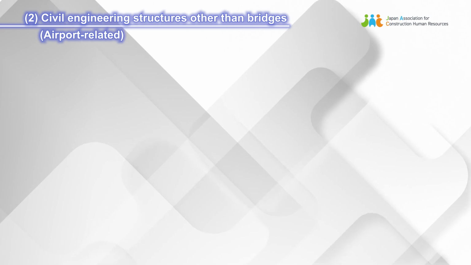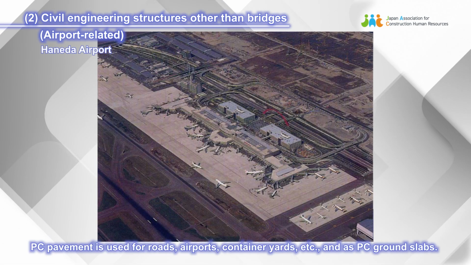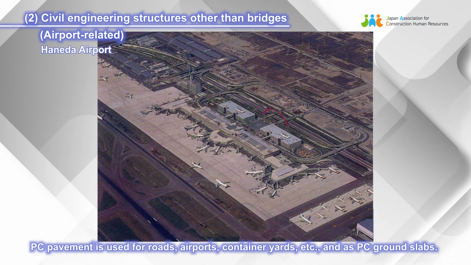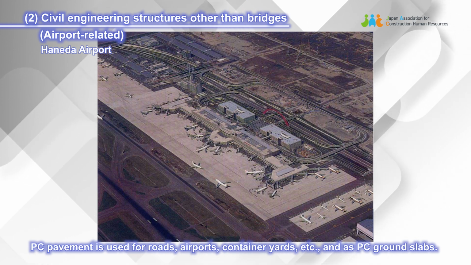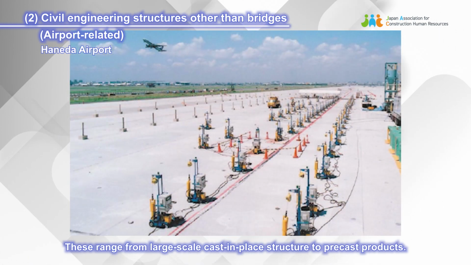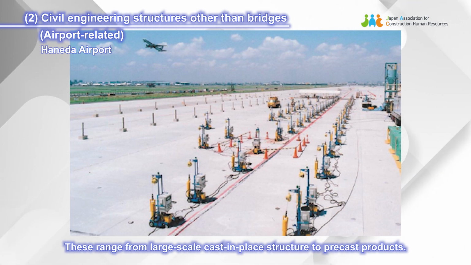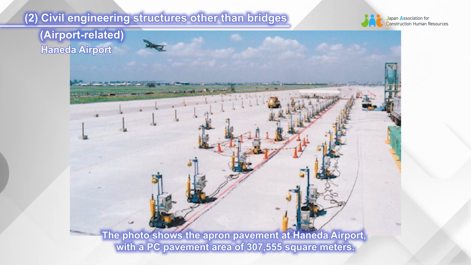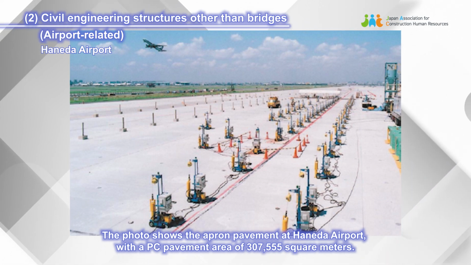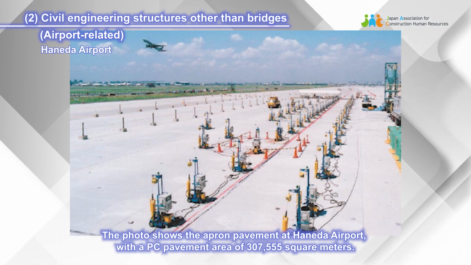Civil engineering structures other than bridges, airport-related. PC pavement is used for roads, airports, container yards, etc., and as PC ground slabs. These range from large-scale cast-in-place structure to precast products. The photo shows the apron pavement at Haneda Airport, with a PC pavement area of 307,555 square meters.